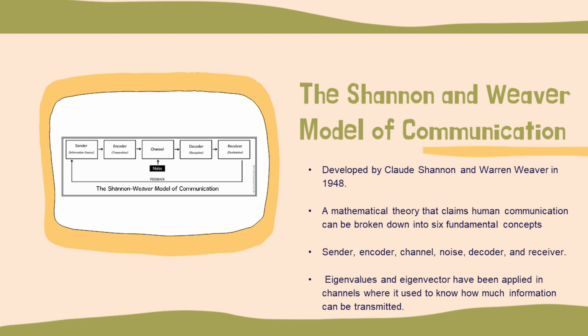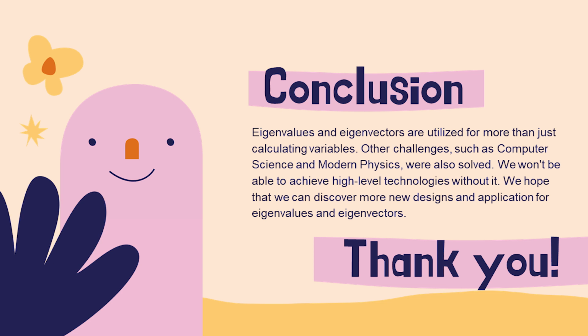Eigenvalues and eigenvectors have been applied in channels to know how much information can be transmitted. This is the use of eigenvalues and eigenvectors inside the models. To conclude today's presentation, we must know that eigenvalues and eigenvectors are utilized for more than just calculating variables. Other challenges such as computer science and modern physics were also solved with this. We won't be able to achieve high-level technologies without it. I hope that we can discover more new designs and applications for eigenvalues and eigenvectors. This will help us to invent more in the future.